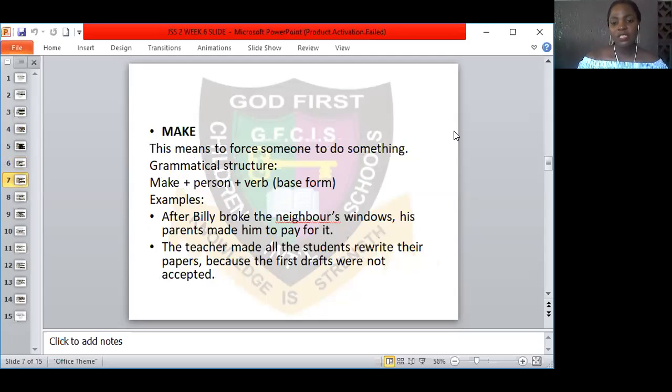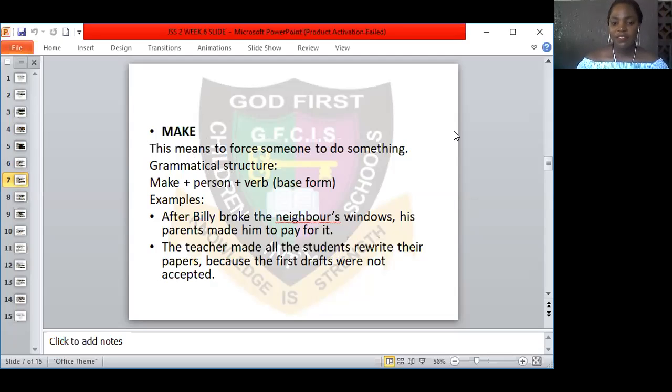The next causative verb here is make. Make means to force someone to do something. The grammatical structure is make plus person plus base form of the verb.